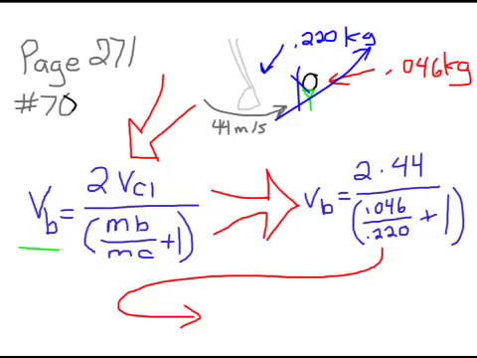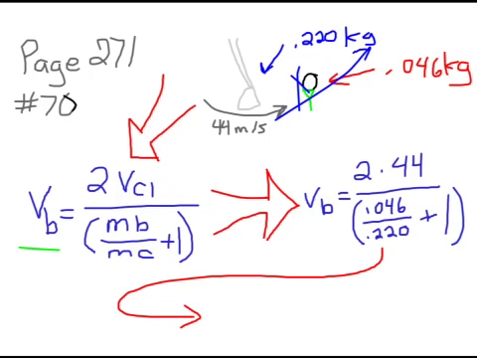It took him and I a couple times to make sure I was doing all the substitution right. We verified it, we checked it, and then we did the substitution. That comes up with the velocity of the ball being equal to 2 times 44, 2 times the velocity, and then in the bottom substituting in the mass of the ball over the mass of the club plus 1.